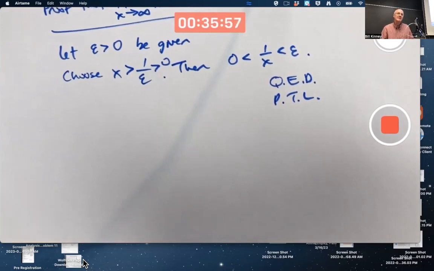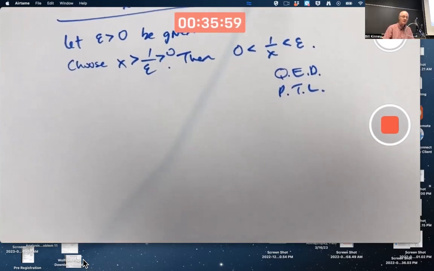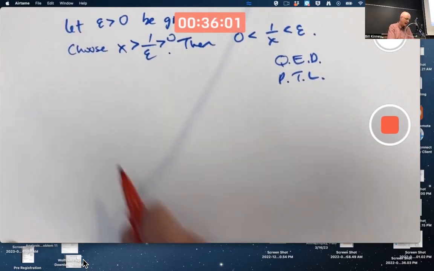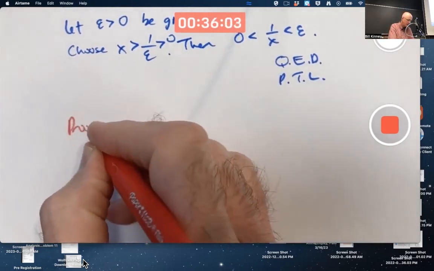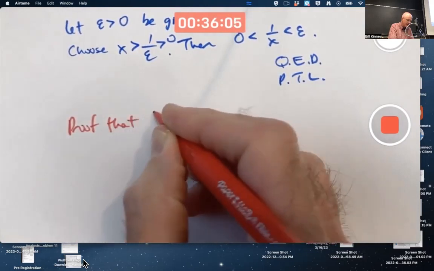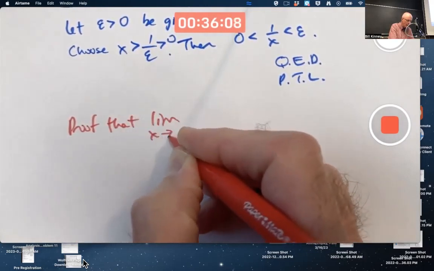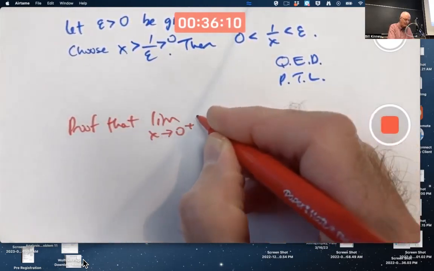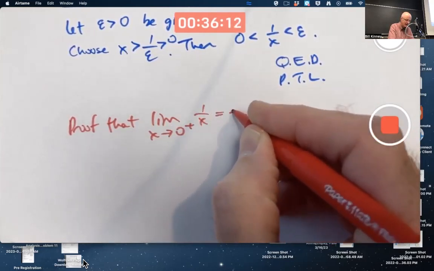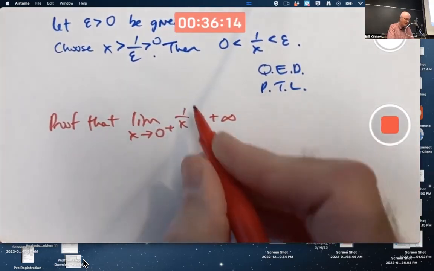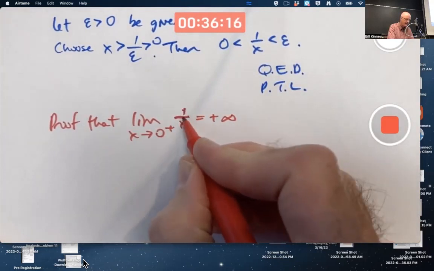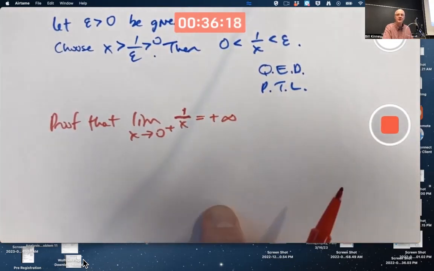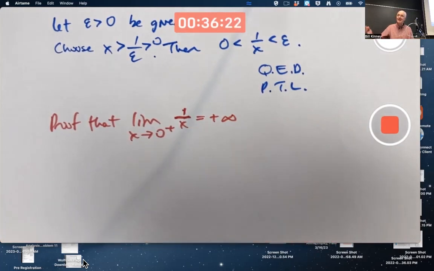What's another example of something we should be able to do? How about a proof that the limit as x approaches 0 from the right of 1 over x is plus infinity? Here I am writing equals infinity, even though I said infinity is not a number. Remember, this is just notation to get across an idea that, in this case, the graph gets above any horizontal line as long as x is close enough to 0.